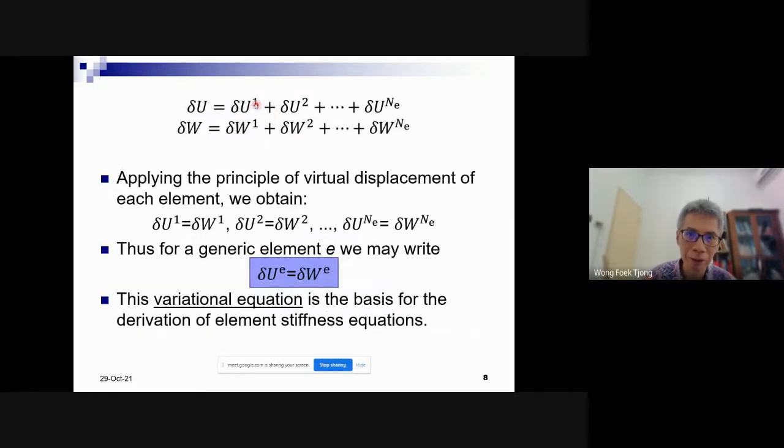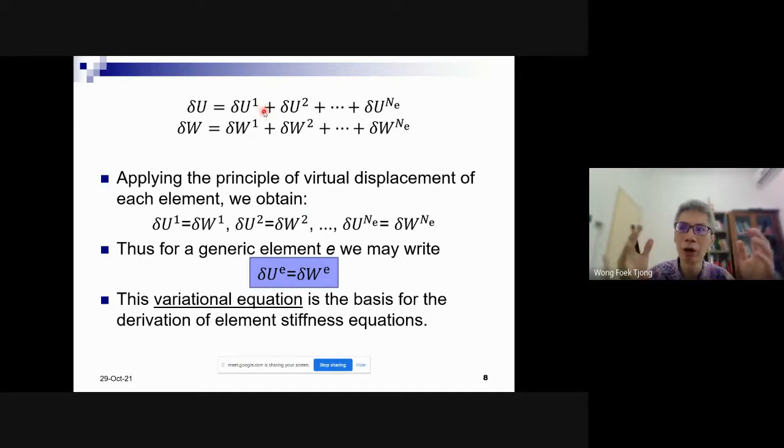It means this is 1 to 4, 1 to 4. This is if we look at the whole structure, I mean the structure as a whole. But in deriving finite element, we can also look at each element as an individual.